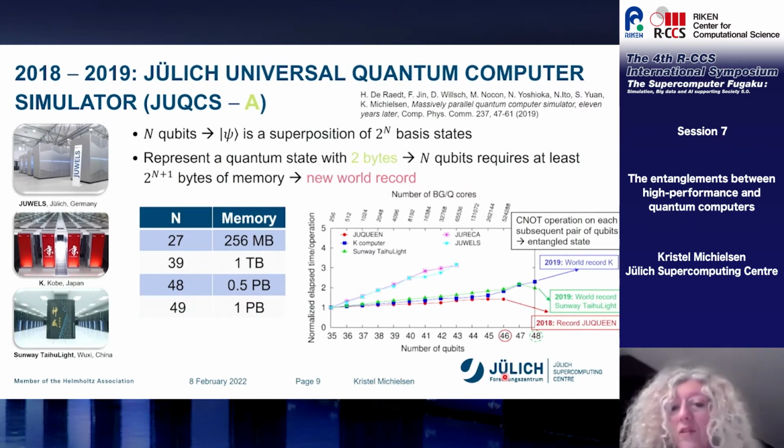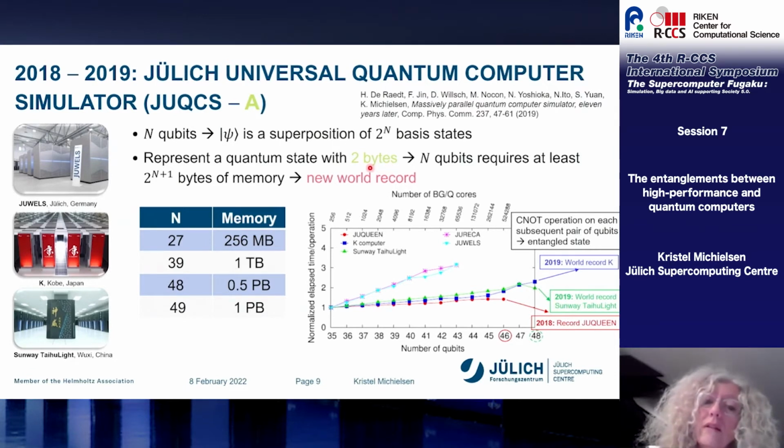And in this case, we have simulated an algorithm that was performing a CNOT operation on each subsequent pair of qubits, which in this case resulted in an entangled state. I must say, in many cases, at least for these simple algorithms, we don't see a real difference in outcome between this approximate version and the exact version of the code.